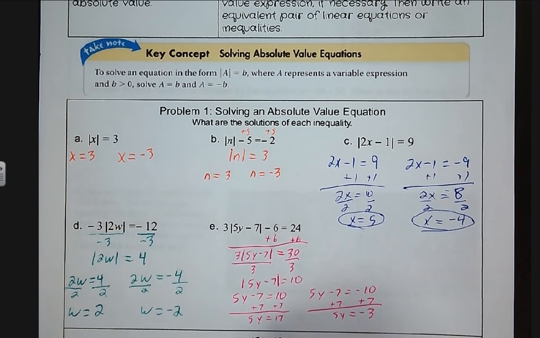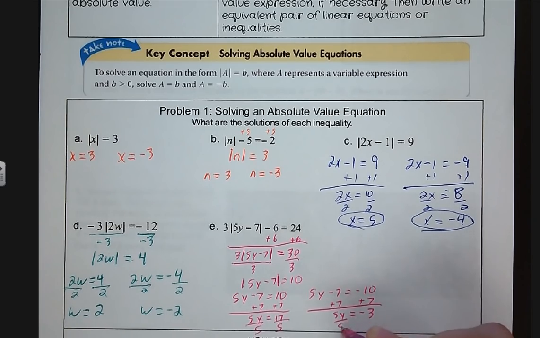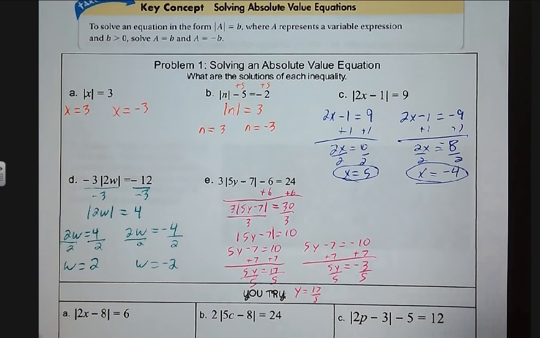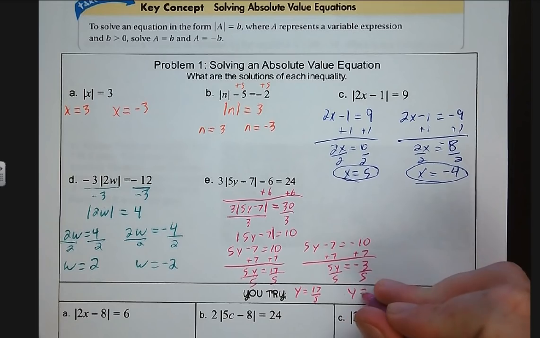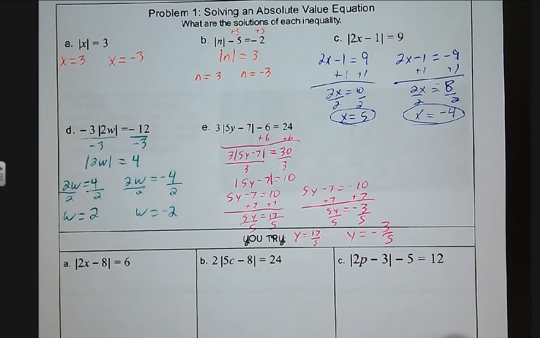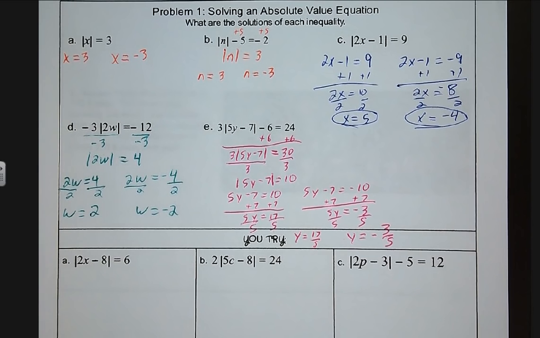And now we need to divide by 5. Divide by 5. So our first one, we're going to have y is equal to 17/5. Our second one, y is equal to negative 3/5. And you can just leave those as fractions. You do not need to write them as decimals. All right, why don't you guys try the next couple, and we will go over the answers.